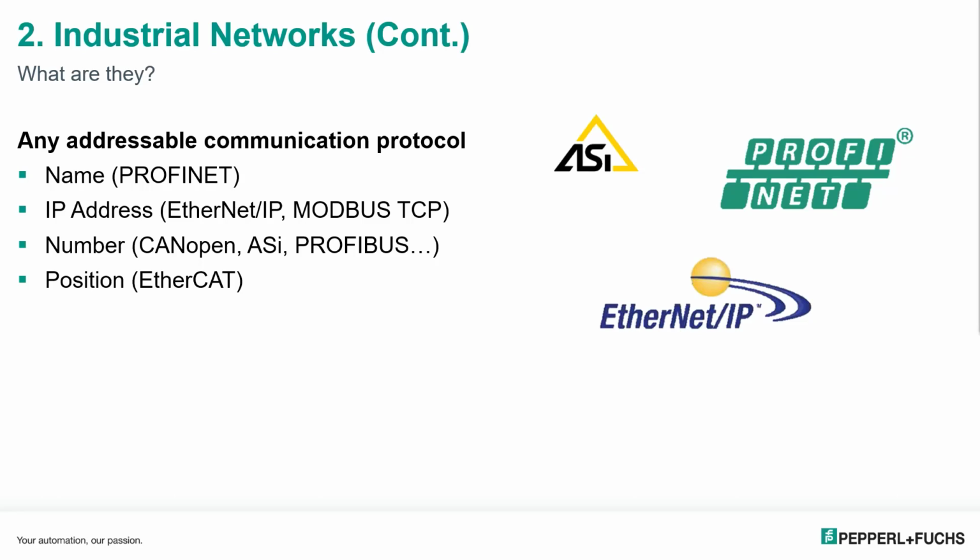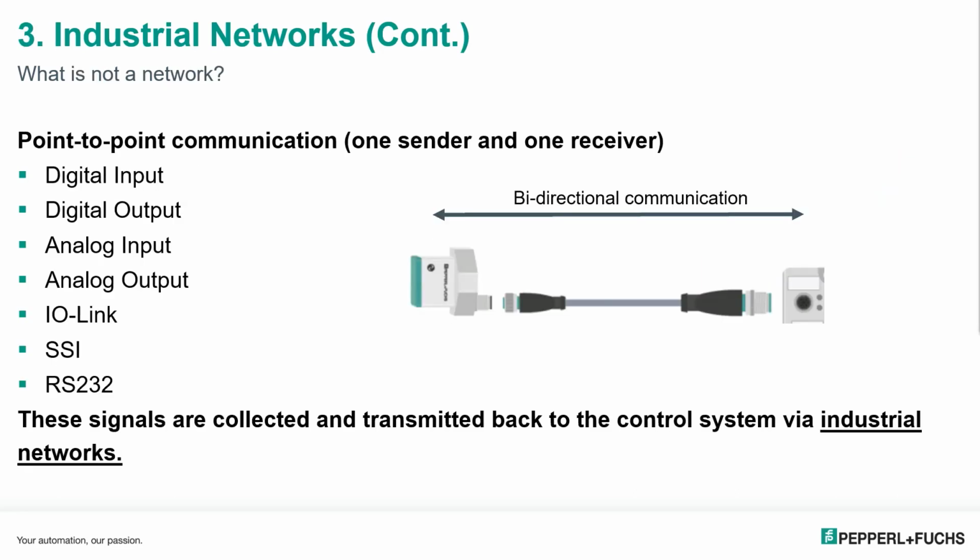Also, we have CANopen or AS-Interface or Profibus, where you just have an address number, for example. So these are all ways that we communicate on an industrial network. And this is a little different from point-to-point protocols. A point-to-point protocol is not an industrial network because it just has bidirectional communication from one device to another.